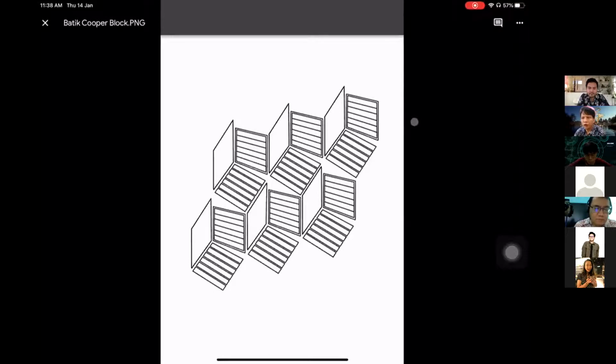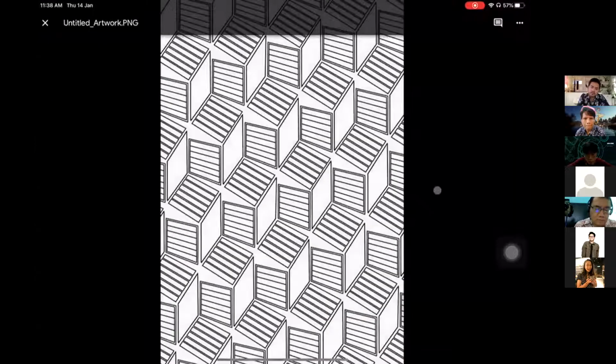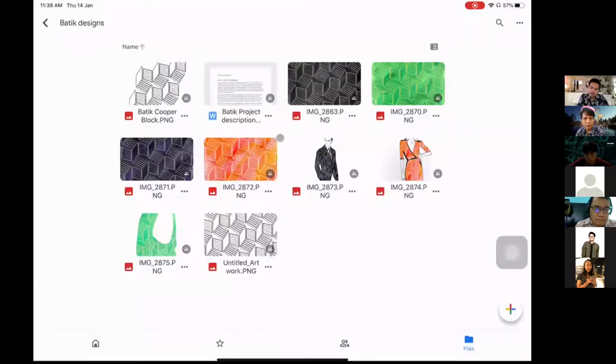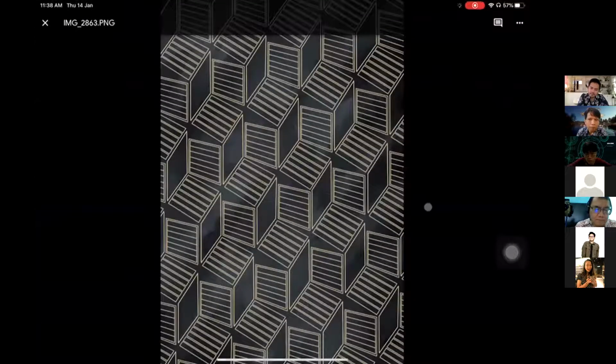Show us your repetition. Yeah, all right. So this would be my repetition. When it's chopped out, it looks like this. And I have other images of how it looks on a cloth, on a fabric with the colors on. This is one of them. I tried to imitate the wax idea where they chop out the wax.